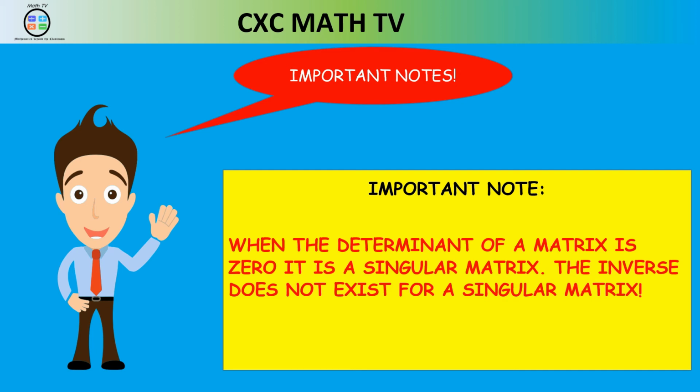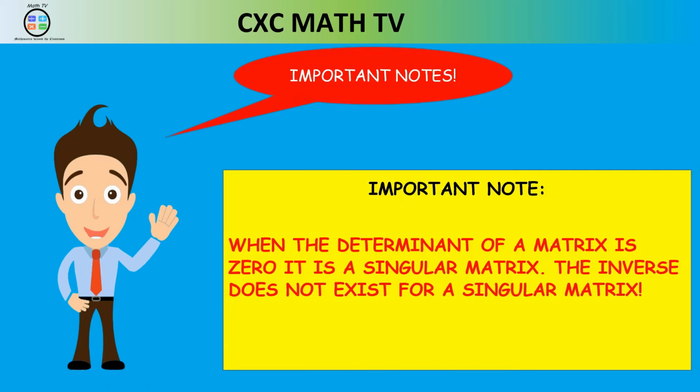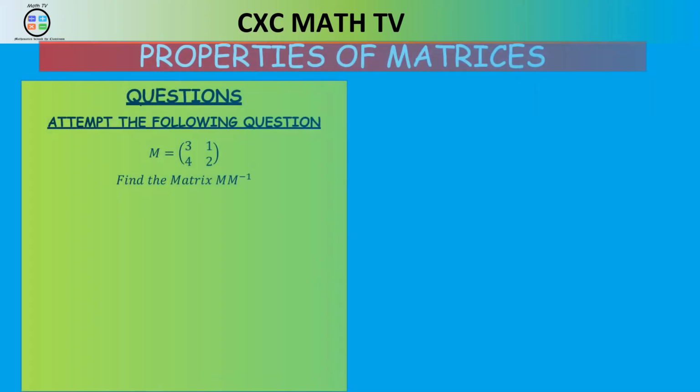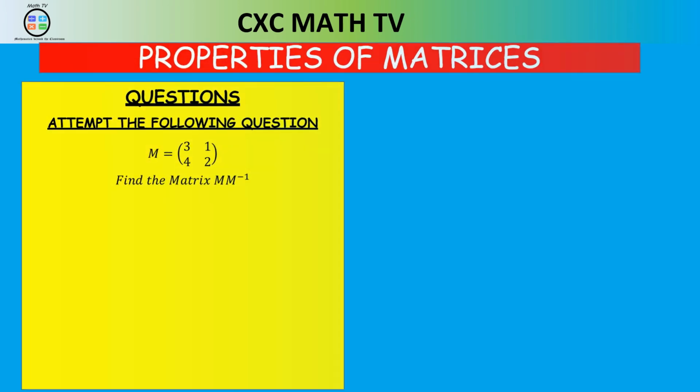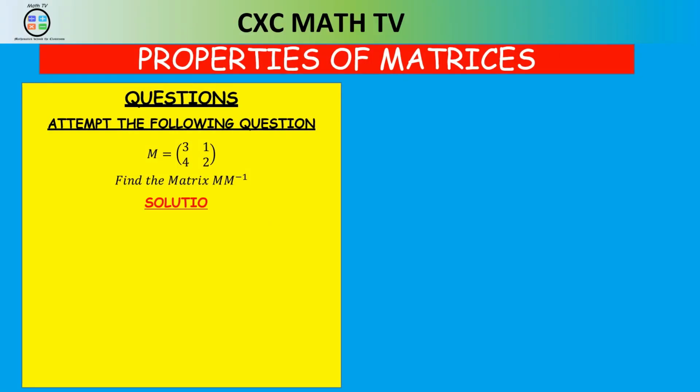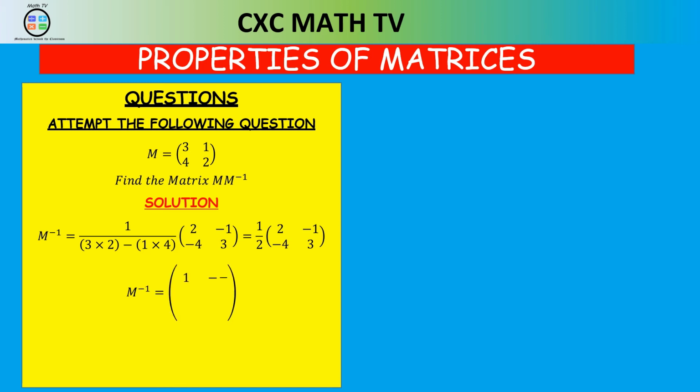Alright? Now, let's look at some more properties of matrices here. Now look at this. The matrix M is 3, 1, 4, 2. Find the matrix M times M inverse. If you find the inverse of M, it's 1 over the determinant, 3 times 2 minus 1 times 4. And then we multiply it times the adjoint, 2, negative 1, negative 4, 3. And we get a half of 2, negative 1, negative 4, 3, which works out to be 1, negative a half, negative 2, 3 over 2. That's going to be the inverse of M.